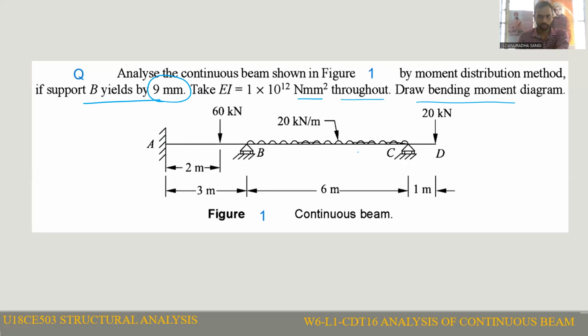You see, this is a two-span continuous beam, and another span is there, that is the overhanging portion CD, with a point load of intensity 20 kN, which you have to observe carefully. B and C are roller supports, and A is a fixed support. Span AB is subjected to a 60 kN load, and span BC is subjected to 20 kN per meter. For the overhanging portion CD, the overhanging load is 20 kN. The distance from the support to the load is 1 meter.